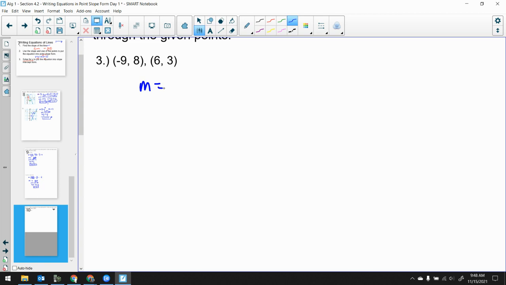Slope here: 3 minus 8 over 6 minus -9. So 3 minus 8 is -5. 6 minus -9 is 15. So that is a negative 5 over 15, which is 1 over 3. Divide top and bottom by 5. So my slope is -1/3. And let's pick 6 comma 3. They're both positive.